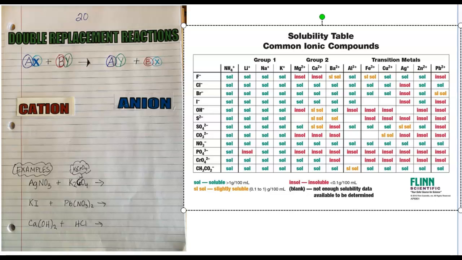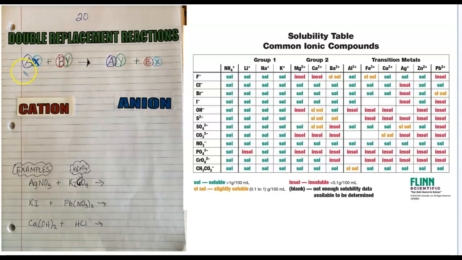Okay, let's go ahead and get started on this video real quick. This is on double replacement reactions, and when you have a double replacement reaction, what you are always going to have is a compound plus another compound. And I'm going to abbreviate because I'm going to run out of room, and it will make a new compound plus another new compound.